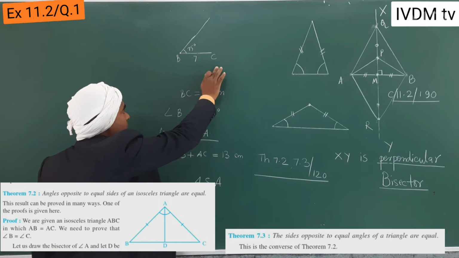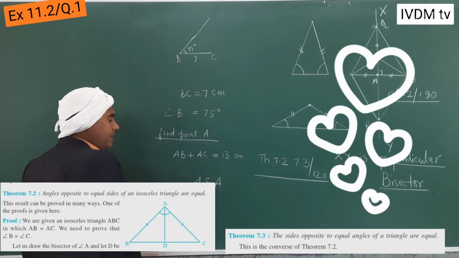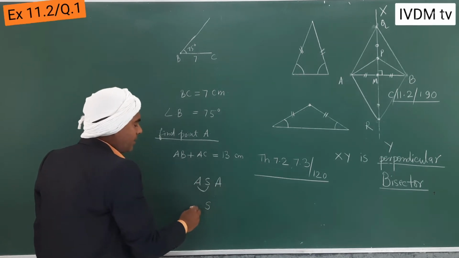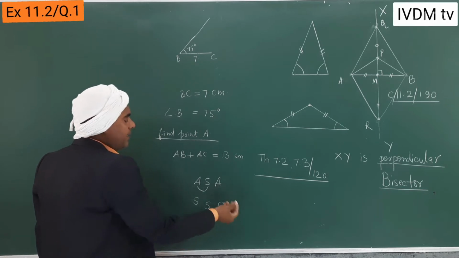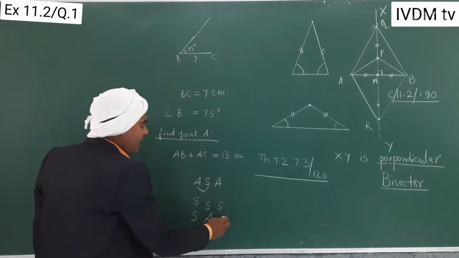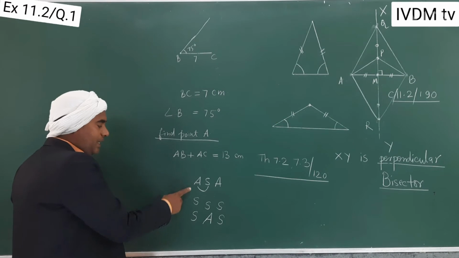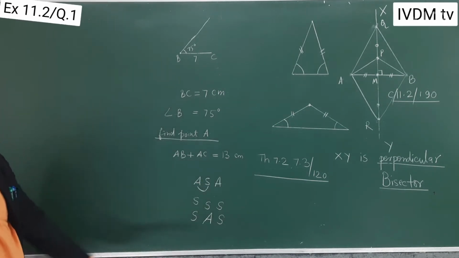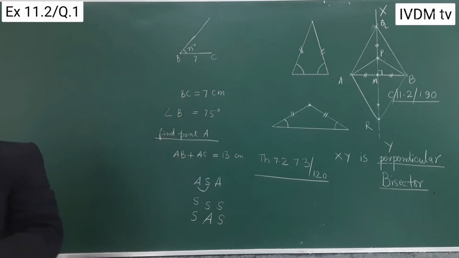And the question is very easy. Two pieces of information are given, S and A. The third is A, sometimes S. This is also S, this is also S. So S, S, S. Sometimes angle A and S. You are seeing, three pieces of information only. So first of all, we will draw the base BC equal to 7 centimeter.